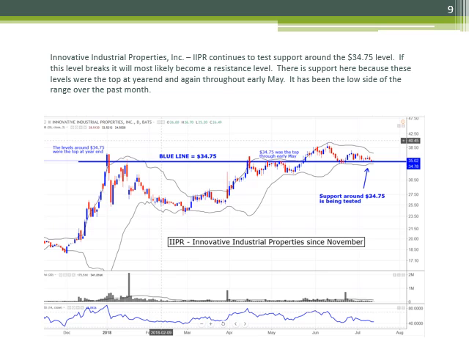This Innovative Industrial Properties, you can see that the 34.75 level is important. Here, now it broke it, so it's become support. So keep an eye on this thing. If this 34.75 level breaks, it's probably going to get down to the bottom of this range here, which is around 30. So that's kind of a significant move in such a short period.